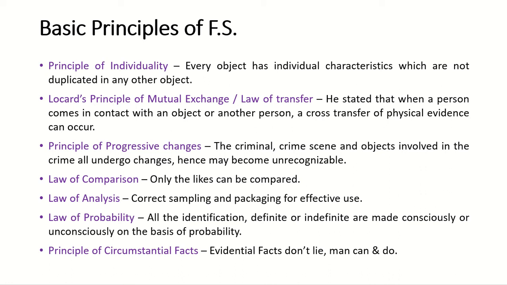Law of probability. All the identifications are made on the basis of probability, and that cannot be 100%. Even the fingerprints of two individuals can be the same, but it is a very rare chance. It is 10 raised to the power 60. Now, principle of circumstantial facts, that means evidences and facts don't lie, but man can, and they do.